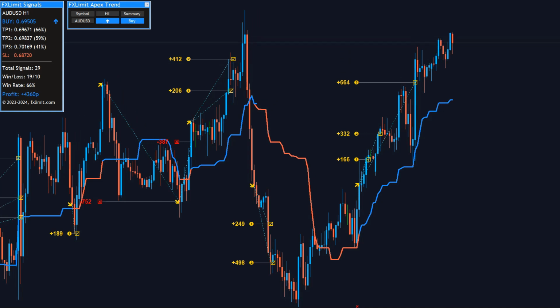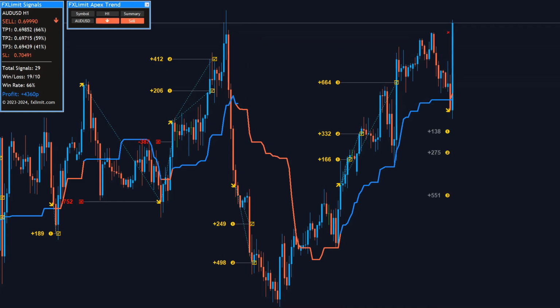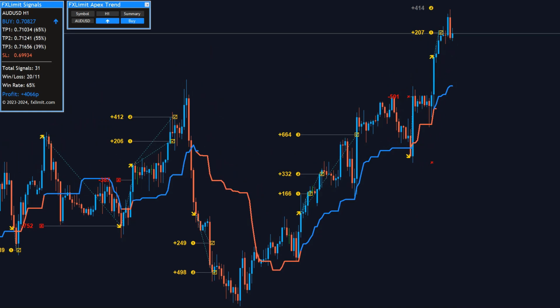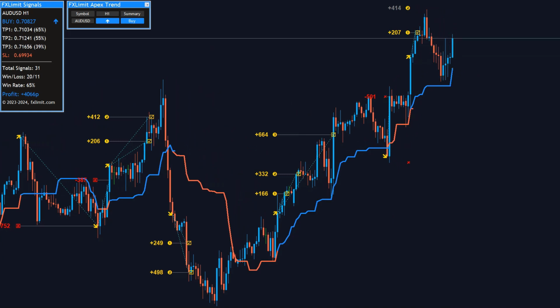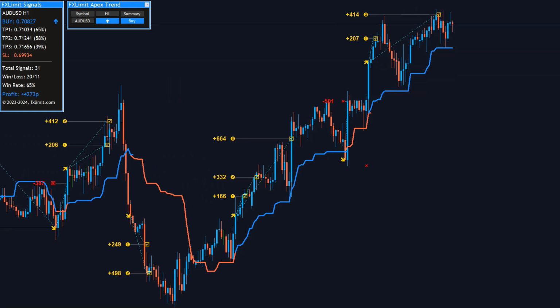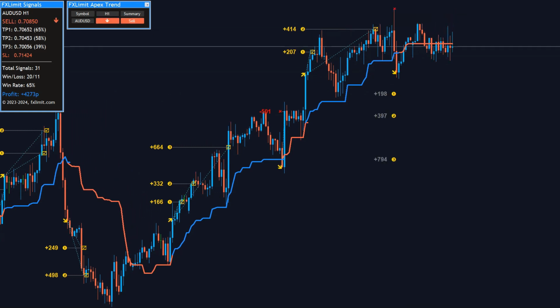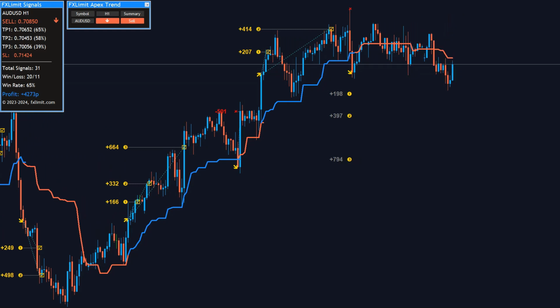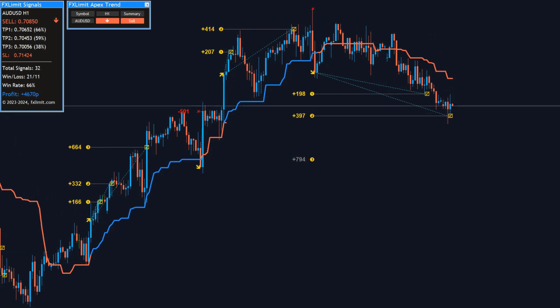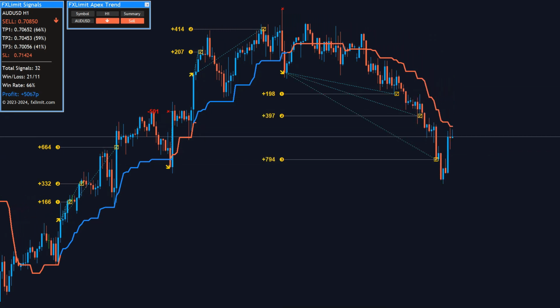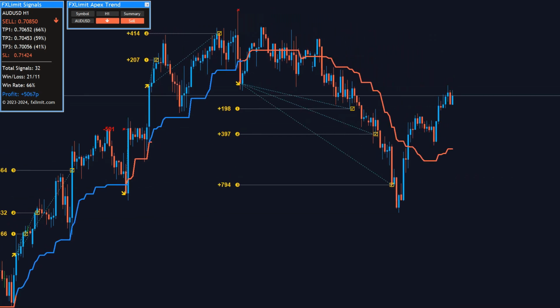If you've ever entered a trade and immediately watched price go the opposite direction, you're not alone. The truth is, most traders don't struggle with finding setups, they struggle with timing their entries and exits. So let's talk about some of the best technical indicators that can actually help you spot cleaner entries and smarter exits without overcomplicating your charts.